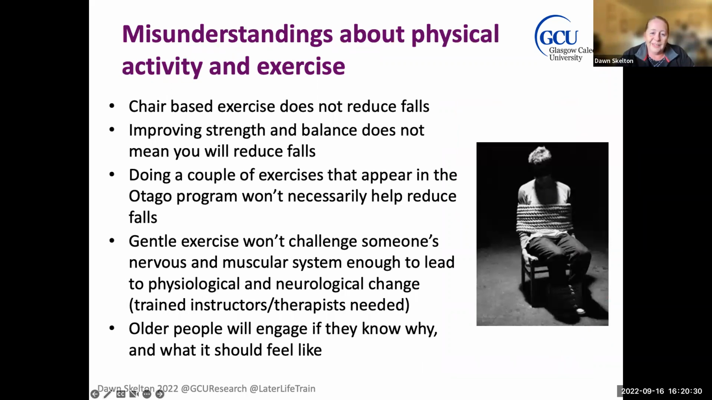I'll come back to the guidelines throughout the rest of my presentation, but I just want to address, first of all, some misunderstandings about physical activity and exercise. So as I mentioned earlier, we need challenging balance exercise with functional strength work. We need a dose of about 50 hours, and we need it to be on a frequent basis throughout the week. So at least 3 times a week for about 2 hours. So what we do know is chair-based exercise does not reduce falls.